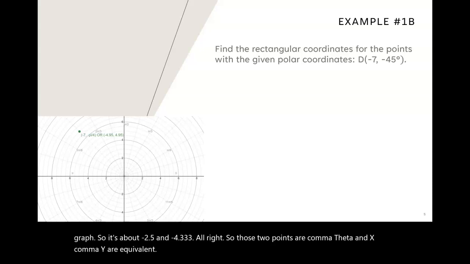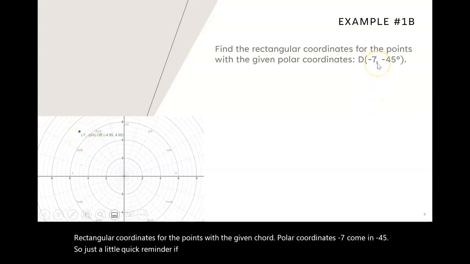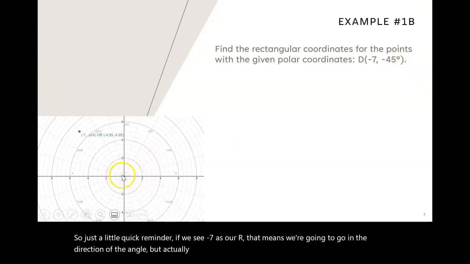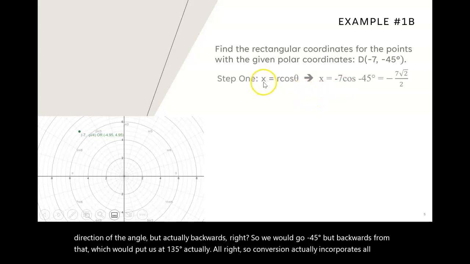Now find the rectangular coordinates for the point with the given polar coordinates negative 7 comma negative 45 degrees. Just a little quick reminder: if we see negative 7 as our r, that means we're going to go in the direction of the angle, but actually backwards. So we would go negative 45 degrees, but backwards from that, which would put us at 135 degrees actually.